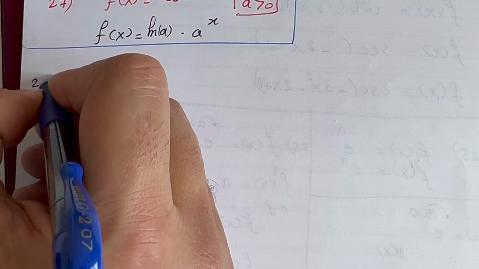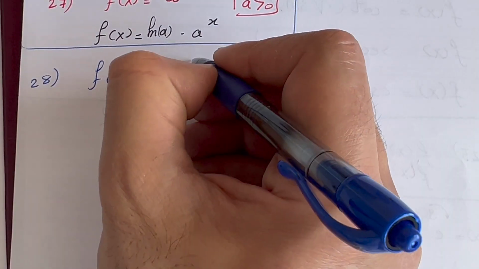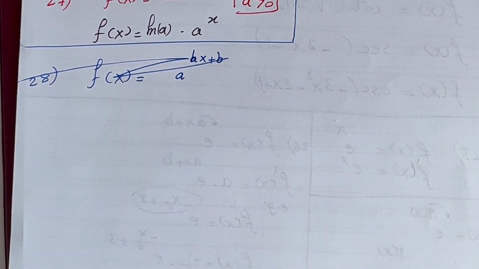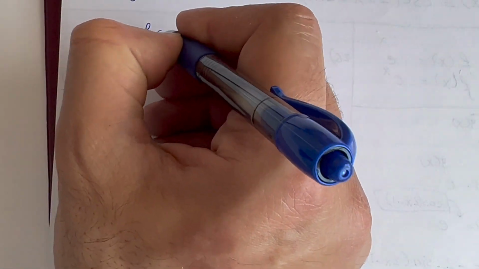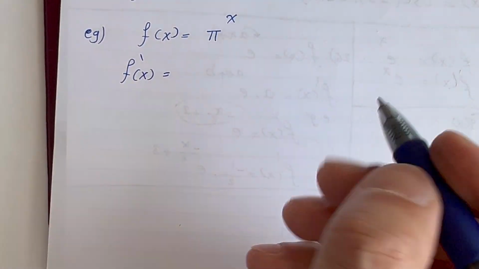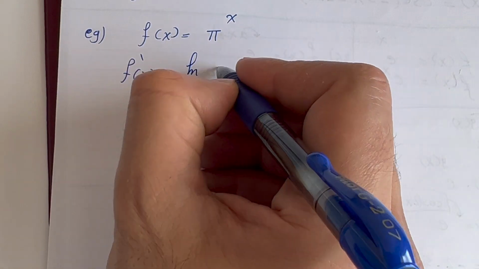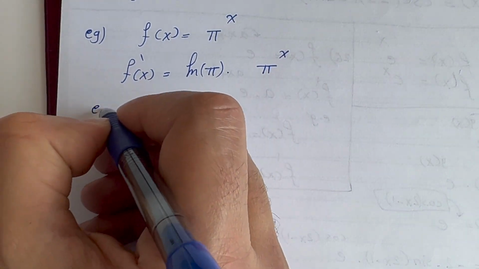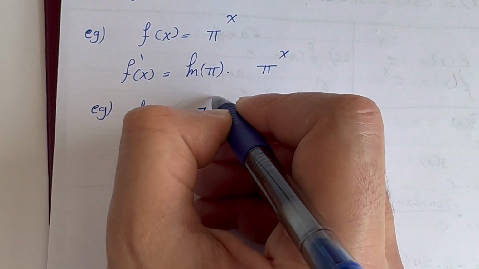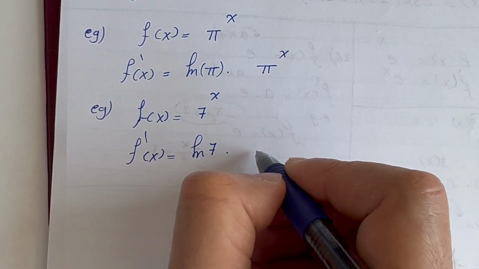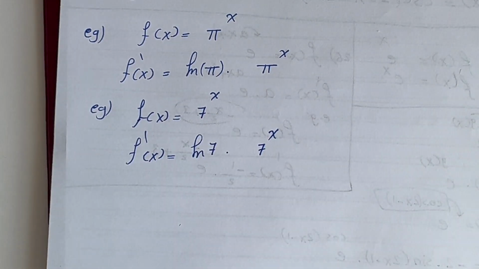Rule number 28. What if I have a to the power ax plus b, or bx plus c? First, an example. What if I have pi to the power x? The derivative would be, pi is a number, 3.14, so ln pi times pi to the power x. That's all. Another example, what if I have 7 to the power x? So the derivative would be ln 7 times 7 to the power x. That's all.